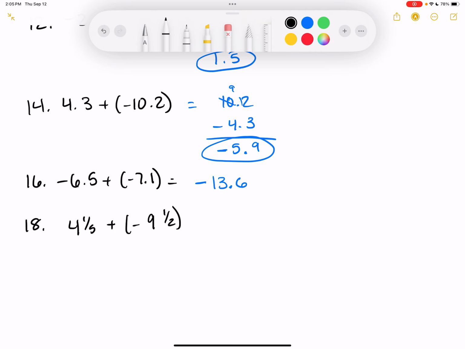I can get a common denominator on the fractions. I can make them a decimal. Which way do y'all want to do it? Decimal? All right. What is 4 1/5 as a decimal then? 4.2. 4.2 plus negative, what's 9 1/2? 9.5. So 4.2 plus -9.5 would be?